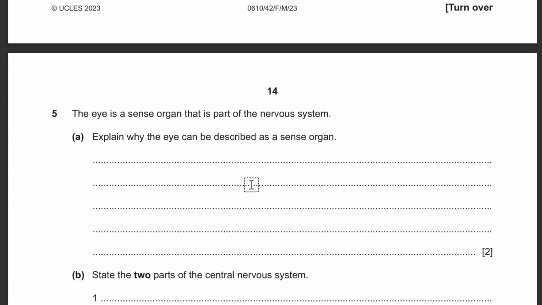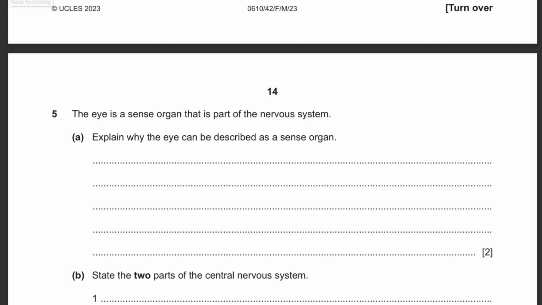Now, question 5 says that the eye is a sense organ that's a part of the nervous system. Explain why the eye can be described as a sense organ. Sense organs are those organs which carry receptor cells. The eyes also carry a group of receptor cells that detect or respond to light, which is a specific stimulus, right?